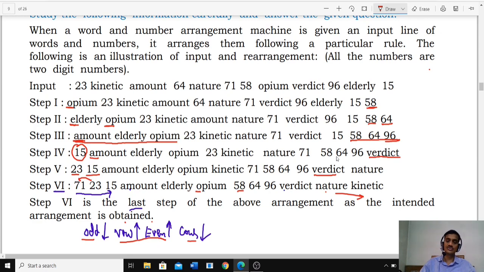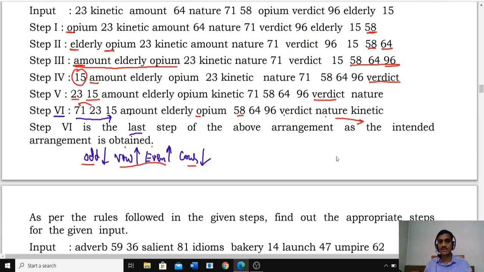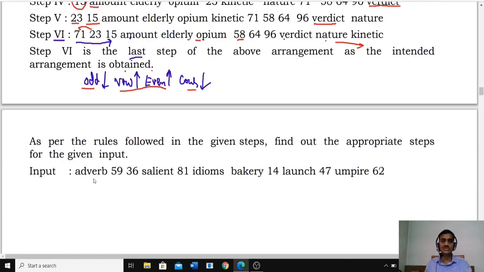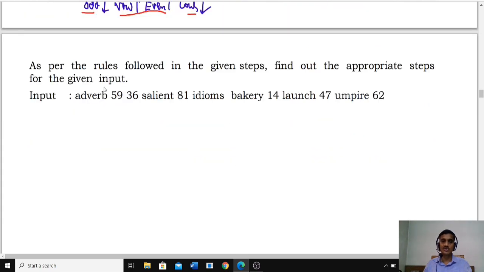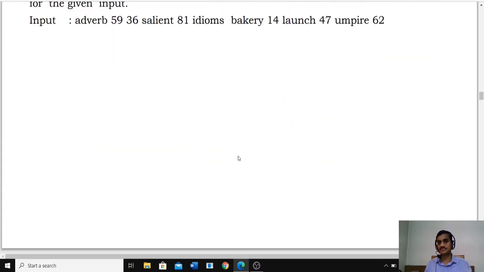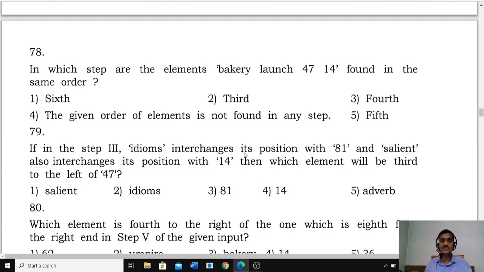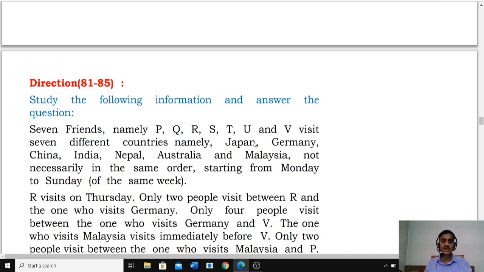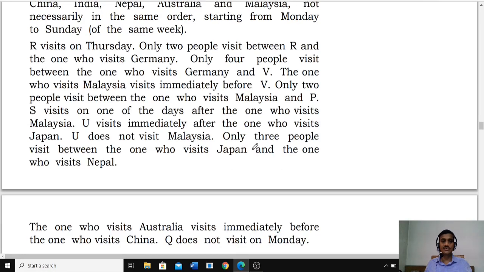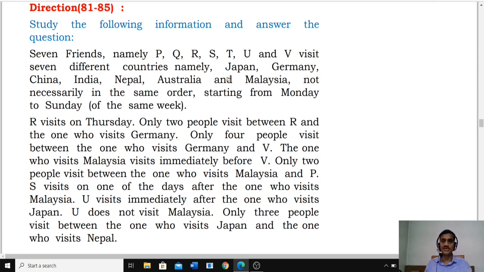This is how these words and the numbers were arranged. Clear now? All these questions are based on a single input and you have to work out all the steps. 76 to 80. Then question numbers 81 to 85. Now this 81 to 85 is based on days, Monday to Sunday of the same week.